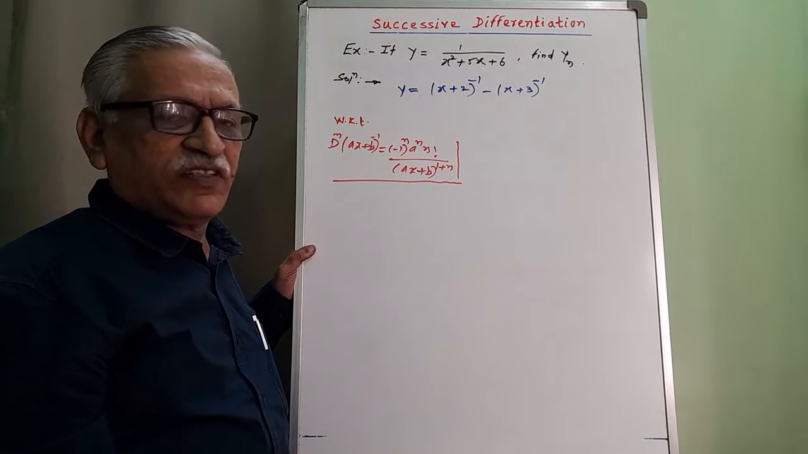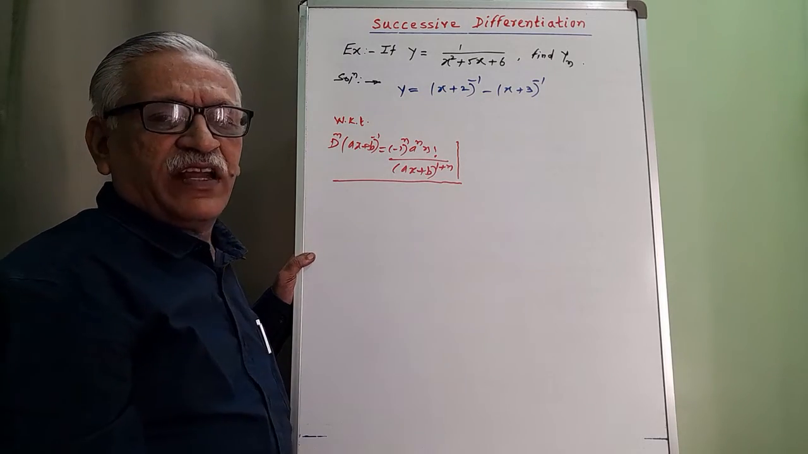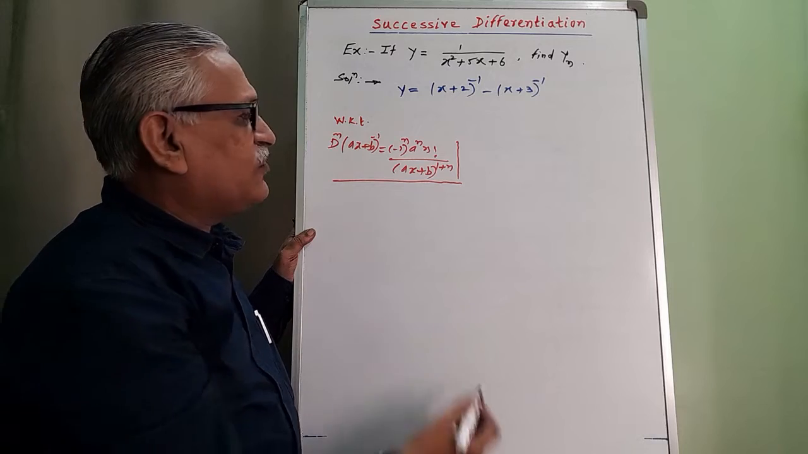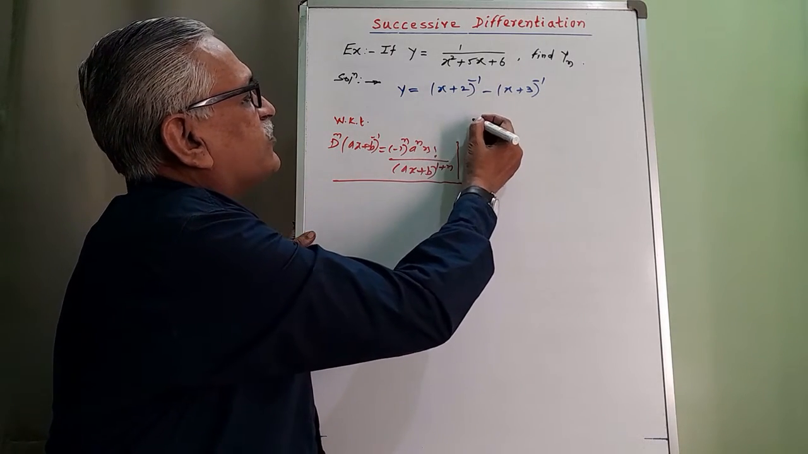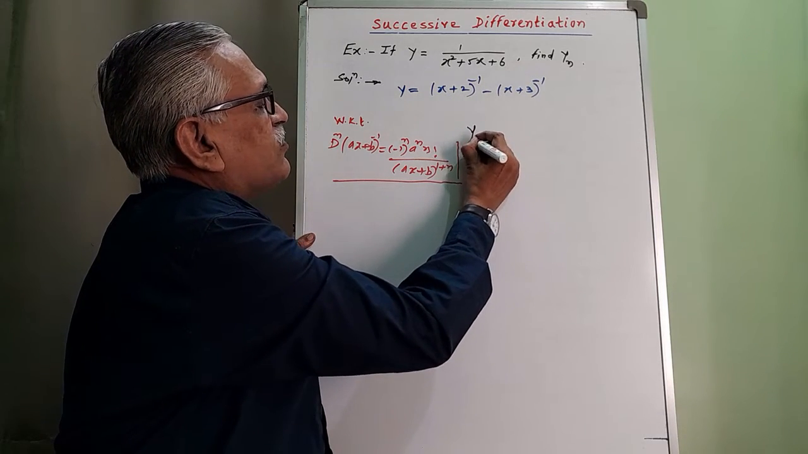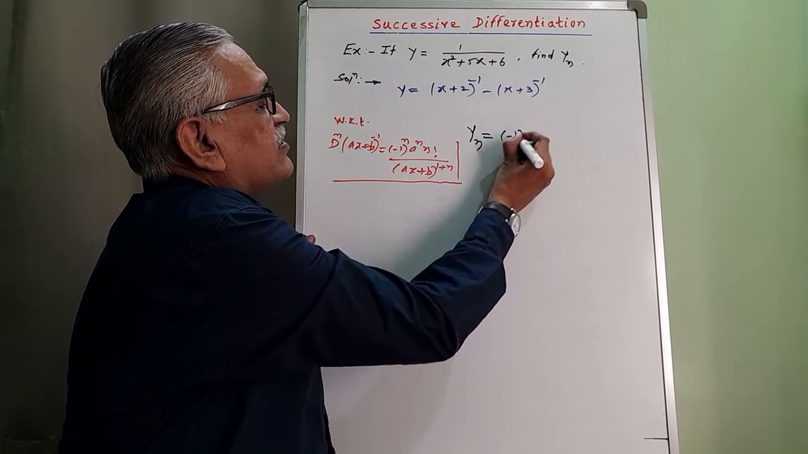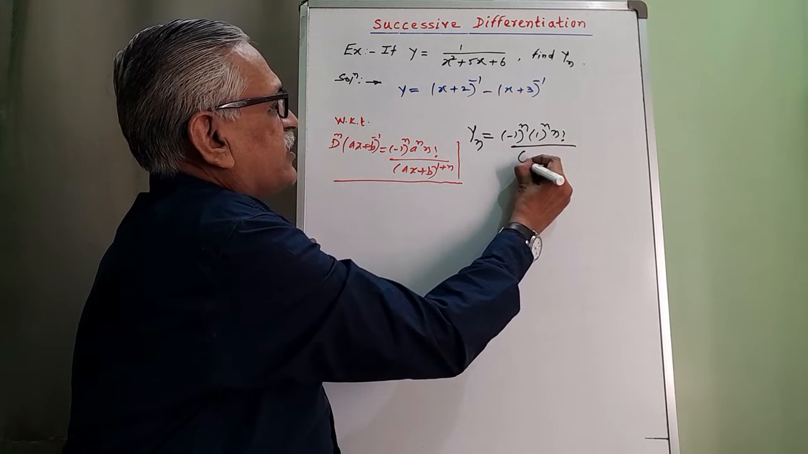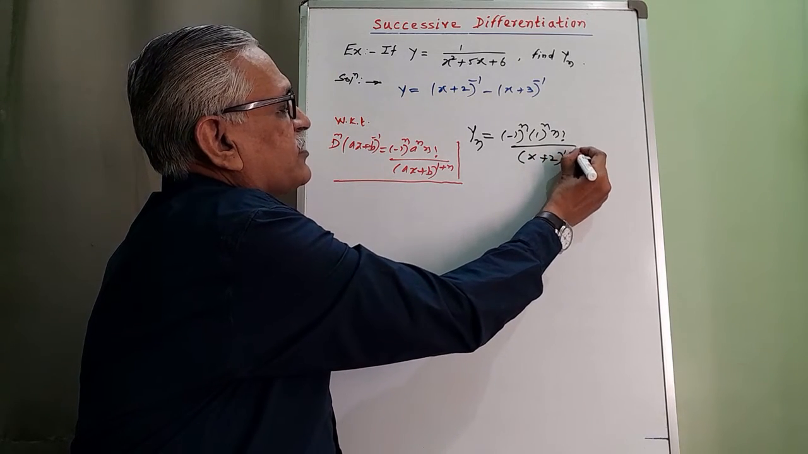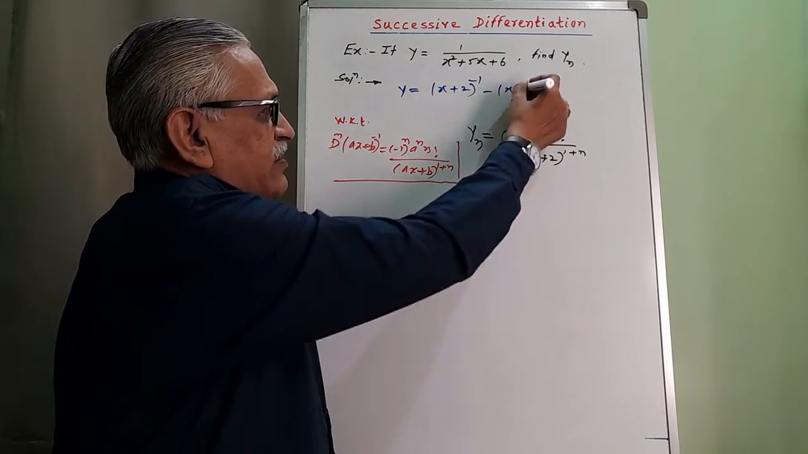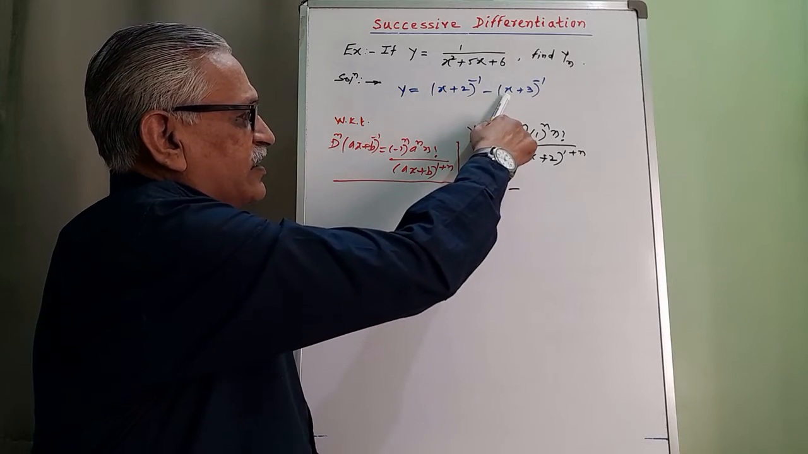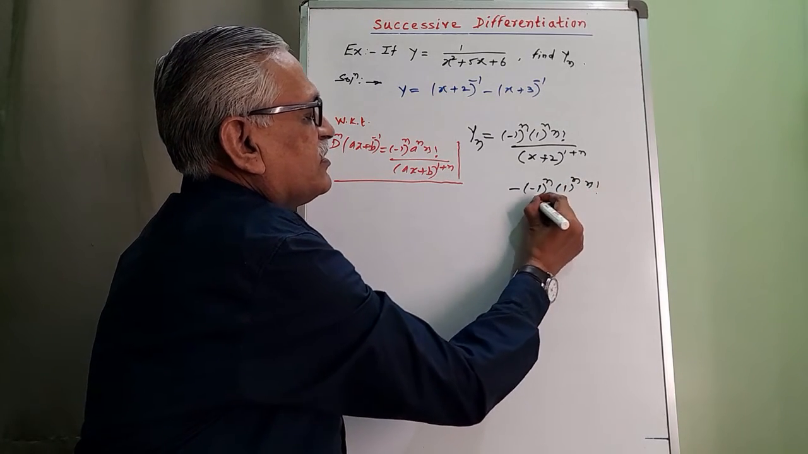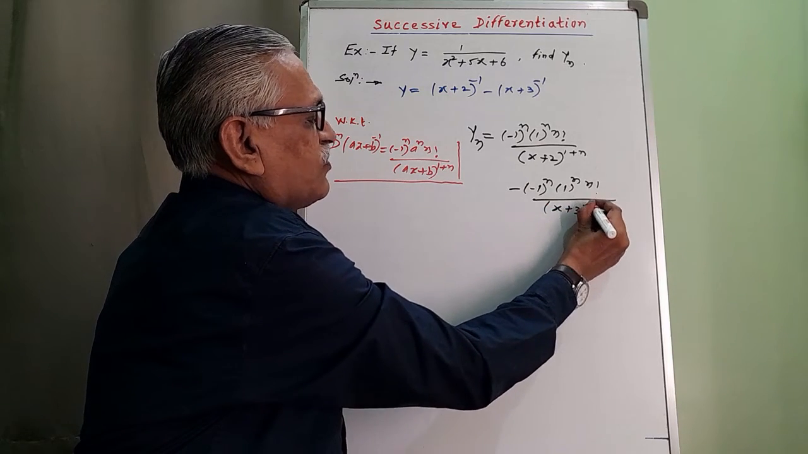The nth derivative of ax plus b raised to minus 1 is minus 1 raised to n, a raised to n, n factorial divided by ax plus b raised to 1 plus n. And in these two terms we have a value as 1, and therefore 1 raised to n is 1. Taking the nth derivative, we get yn is equal to minus 1 raised to n, 1 raised to n into n factorial divided by x plus 2 raised to 1 plus n. This is the nth derivative of the first term, and minus the nth derivative of the second term. Again a is 1 here, therefore minus 1 raised to n, 1 raised to n, n factorial divided by x plus 3 raised to 1 plus n.